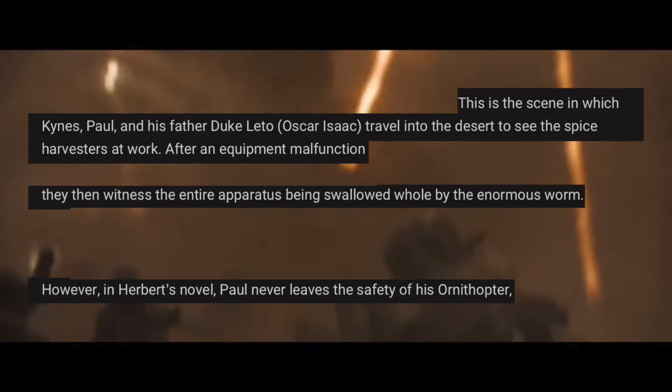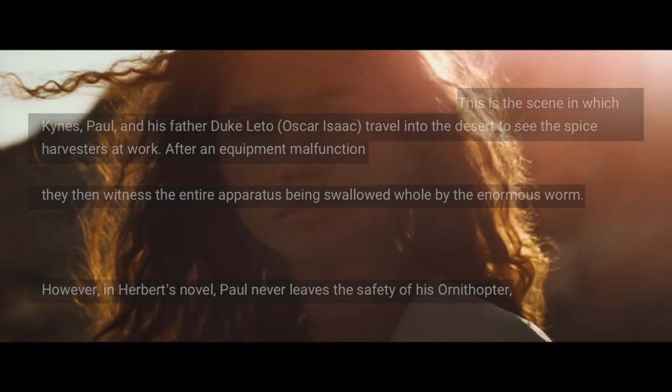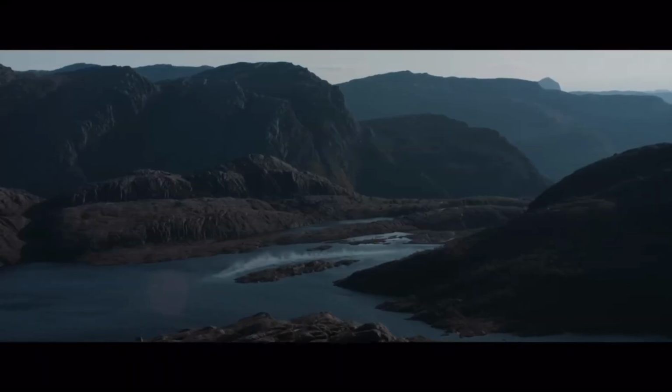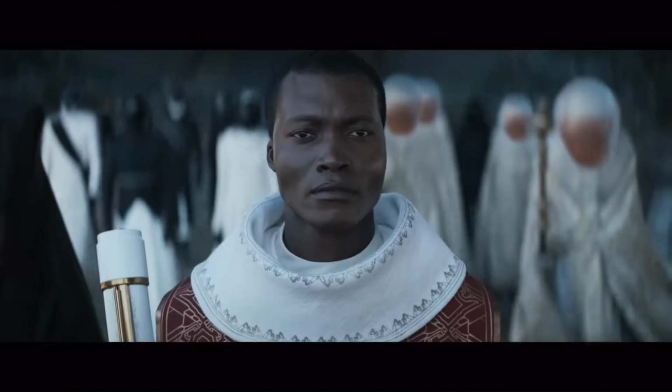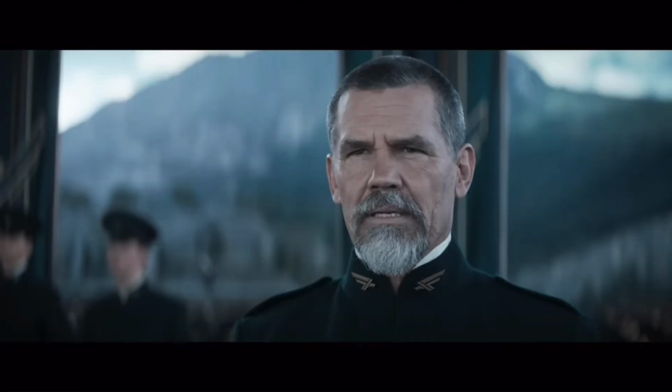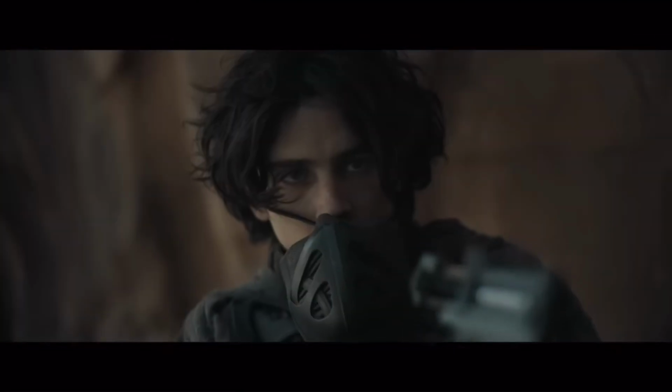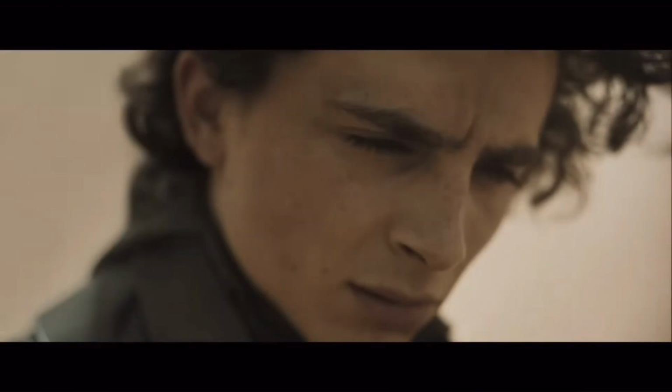In the book, he basically never leaves the ornithopter. I think this is a good change. Much more visual, much more exciting to watch. I mean, I accept it's more realistic that someone like Paul is not going to leave the ornithopter, but it's much more interesting to see him in a bit more danger.